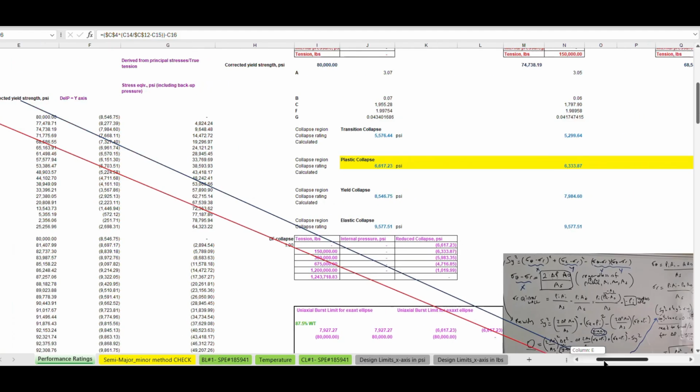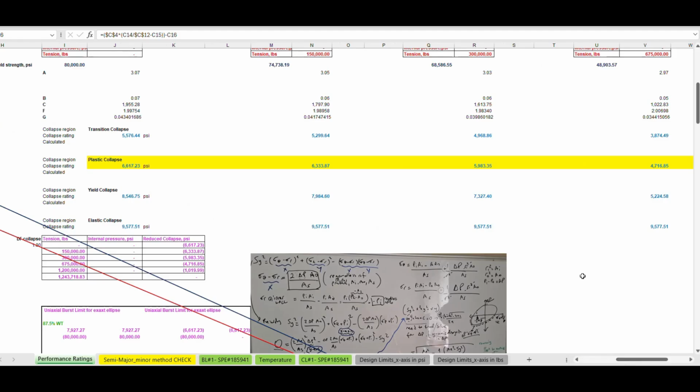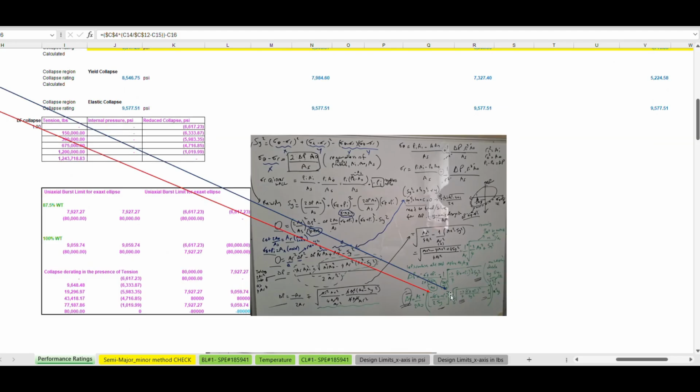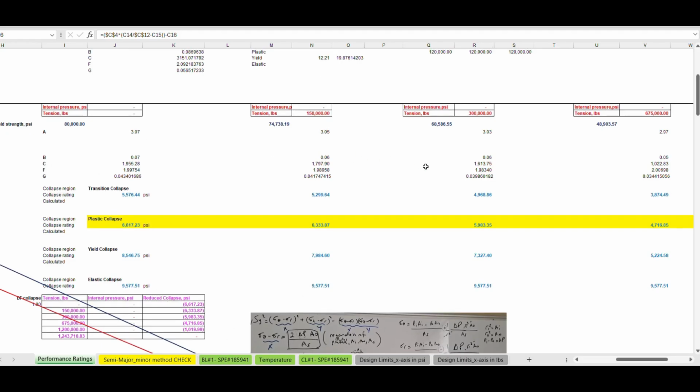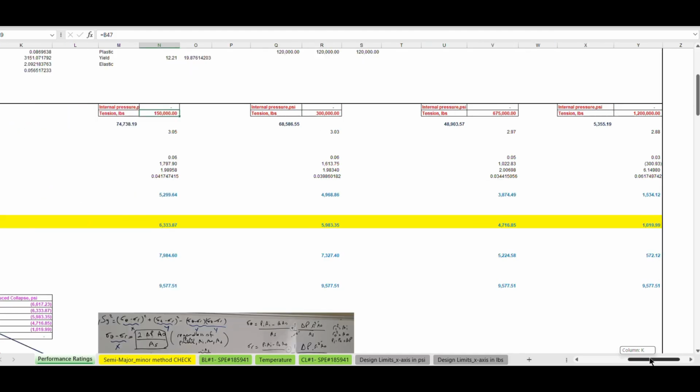And also we mentioned that for the uniaxial collapse in the design limit plot, in the positive tension the derating happens because of the positive tension, and also the API refers to that one. So I made this table, which the values are taken from different scenarios. As you could see, with different tension values from 150 to 1.22 million pounds.